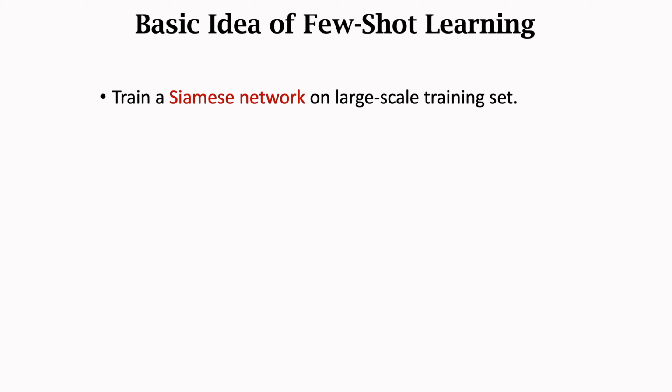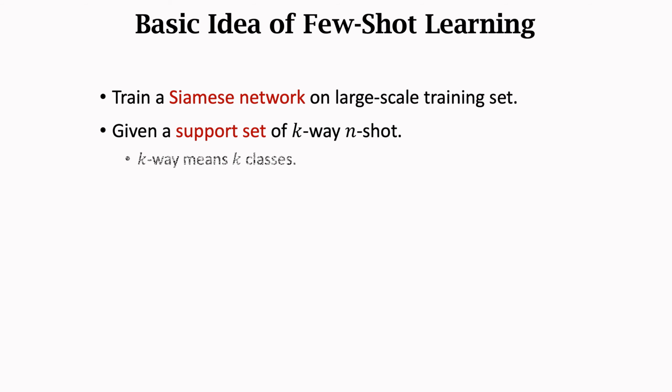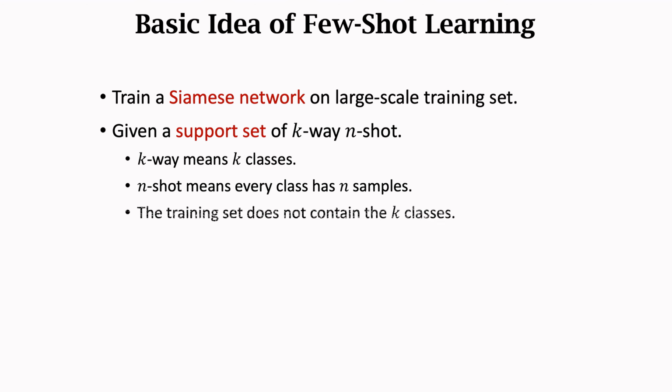What makes few-shot learning different from standard supervised learning is that the query's class does not appear in the training set. For example, the query is a squirrel, but the training set does not have a squirrel class. Thus, to recognize the query, we must provide additional information. The additional information is a support set.